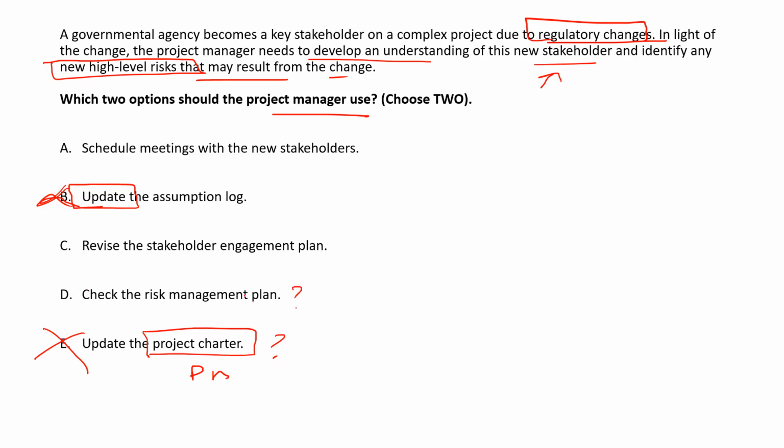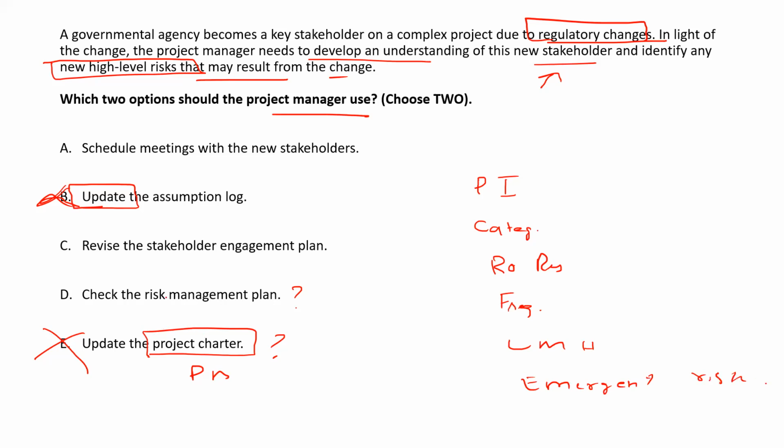What does the risk management plan contain? Anyone remembers? It contains the definition of probability and impact. It contains the categorization of risk. It contains the roles and responsibilities. It contains the frequency of meetings. It contains the criteria of low, medium, and high, which is probability and impact. What will be the criteria for emergent risk? And so on.